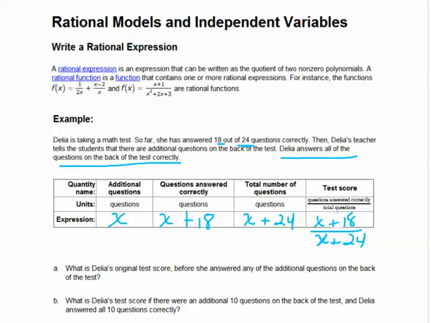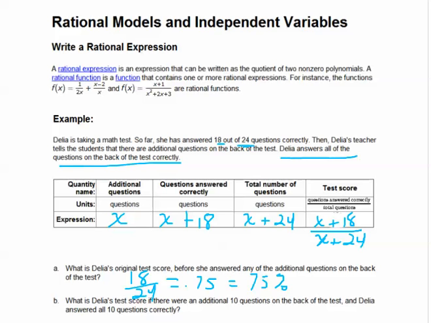So it's asking us, what is Delia's original score before she answered any of the additional questions on the back? That would just be 18 over 24, because that would be where x is 0. So if I do 18 divided by 24, that gives me 0.75. Okay, and so if I make that into a percentage, I multiply by 100, and that would give me 75%.